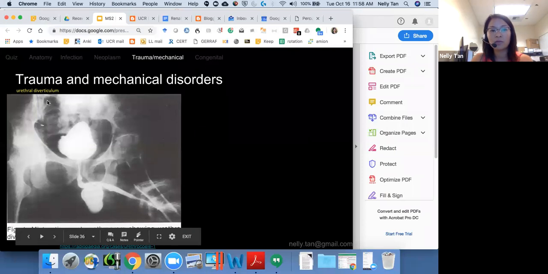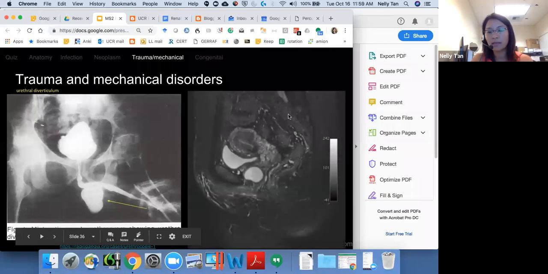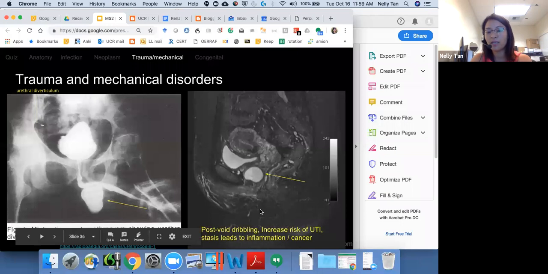Other mechanical disorders: here is a RUG, retrograde urethragram, and we see this outpouching here. This is a diverticulum. And here is an MRI. It's a woman. Here's the uterus. This is the side view, we call it sagittal. This is the pubic symphysis, the bladder. And we see this fluid-filled structure around the urethra. That's a urethral diverticulum, because they can lead to post-void dribbling.